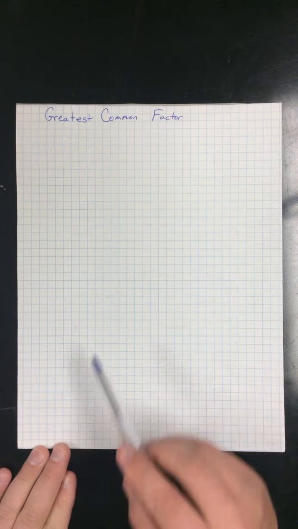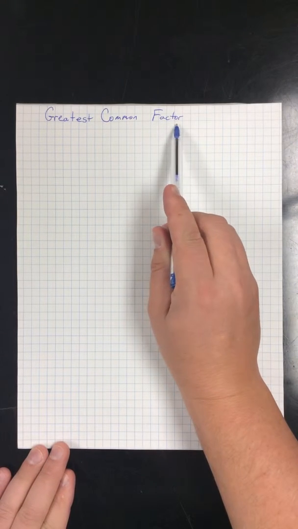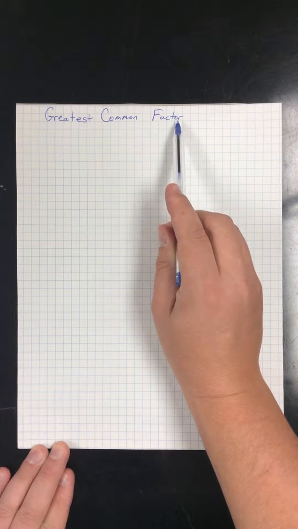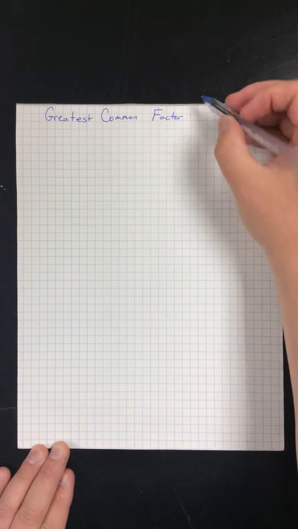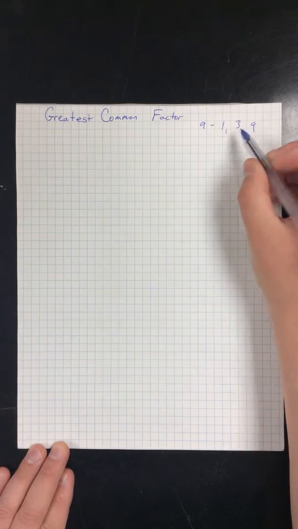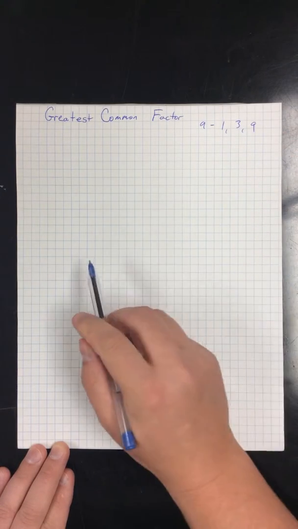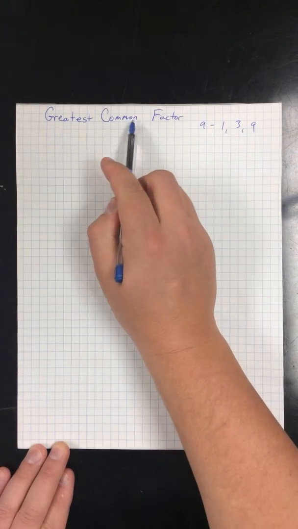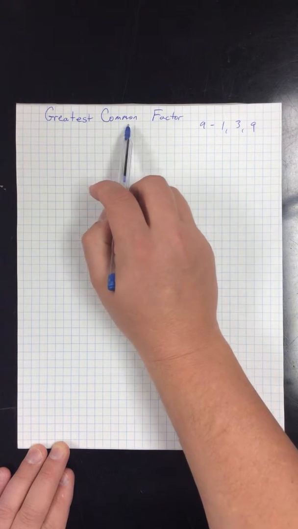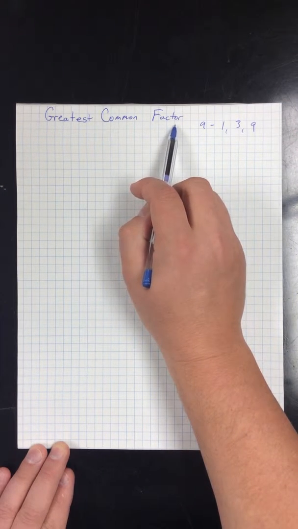Today we're going to be talking about greatest common factor. Remember from the other day that a factor is a number that divides into another one evenly without a remainder. So the factors of 9 would be 1, 3, and 9 because all those numbers divide in evenly. Common means similar. We're going to have a set of numbers and we're going to look for the largest similar factor, the largest number that divides in evenly.